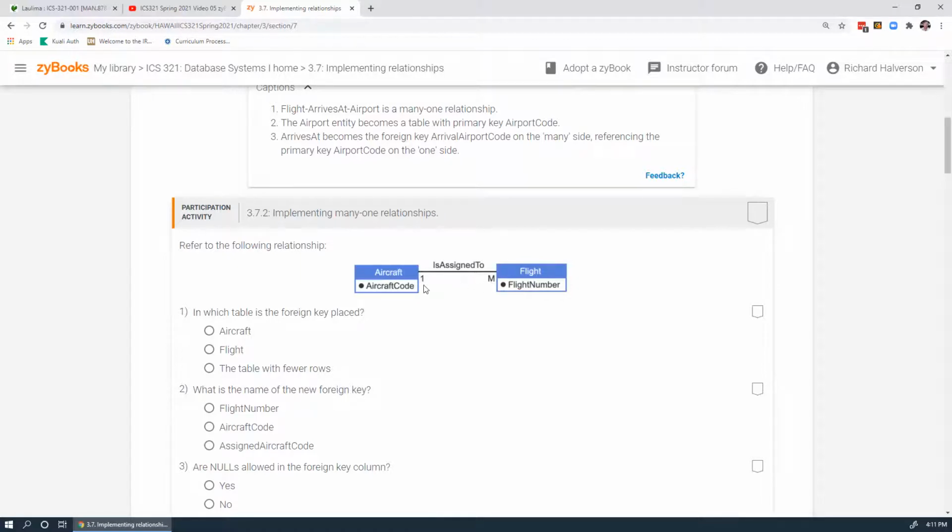Okay, so an aircraft is assigned to a flight number. A single aircraft, a single plane, can actually have many flight numbers. You know, a plane flies from Oahu to Maui, it's got a particular flight number, and then that plane turns around and flies from Maui back to Honolulu. Honolulu to Maui, Maui to Honolulu, it's a different flight number. So on the many side, you would have the aircraft code. So the aircraft code would go in there.